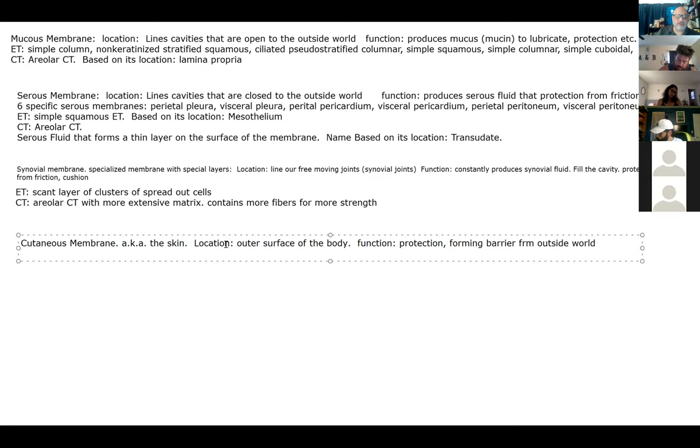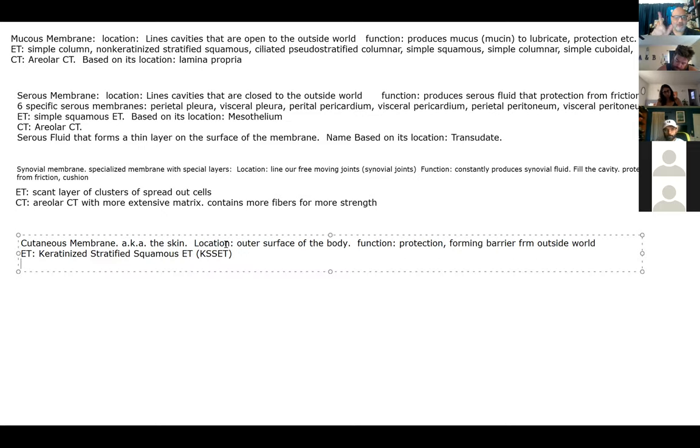Excellent. So what epithelial tissue helps to form our cutaneous membrane? Excellent. Keratinized, stratified, squamous epithelial tissue, right? And again, remember, someone presents you with their epidermis, you should kiss it, as long as they've given you consent.